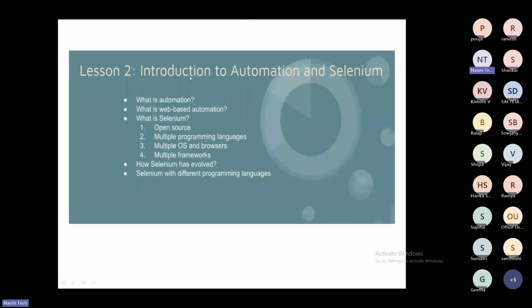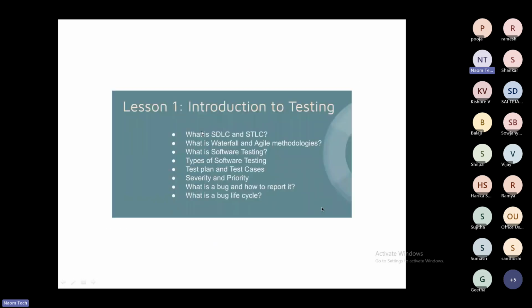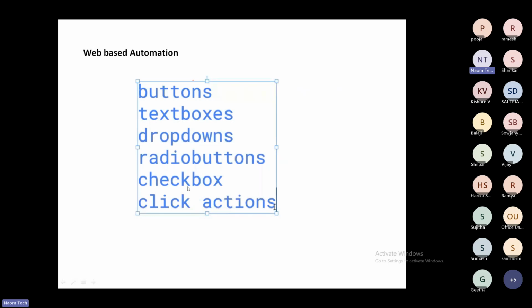Another important thing: we are moving to the next. This is all about the basics of testing. So the first slide, lesson one, is finished. What is a bug and how to report it, what is a bug life cycle, severity versus priority, what is a test plan and test case. By now you should be able to answer all these questions, team. Okay. Right. Next one. We'll move to the next scenario.